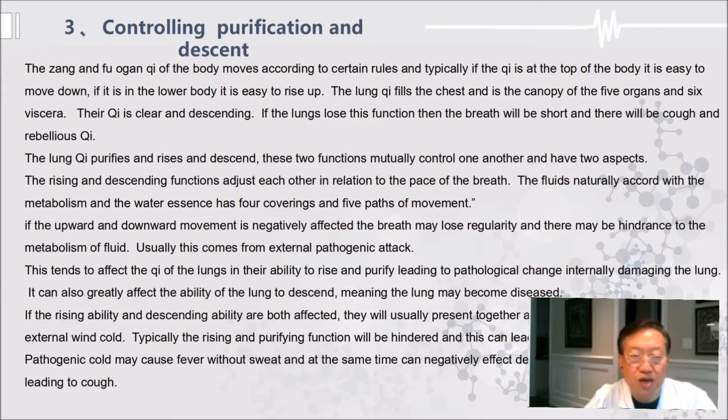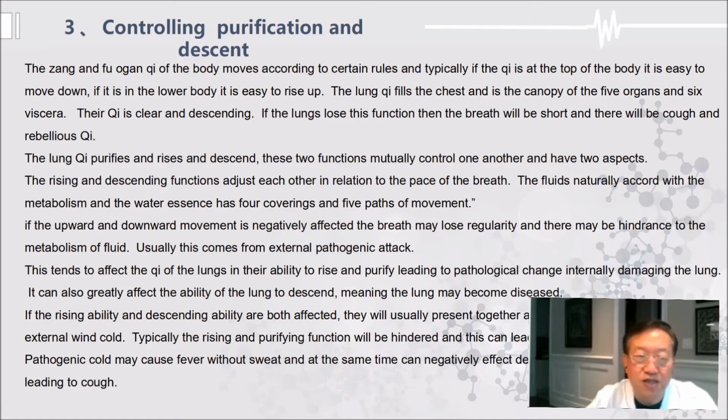The fluids naturally accord with the metabolism, and the water essence has four coverings and five paths of movement. If the upward and downward movement is negatively affected, the breath may lose regularity, and there may be hindrance to the metabolism of fluid. Usually this comes from external pathogenic attack. This tends to affect the qi of the lungs in their ability to rise and purify, leading to pathological change internally damaging the lung. If the rising ability and descending ability are both affected, they will usually present together, and this tends to be the case of external wind cold.